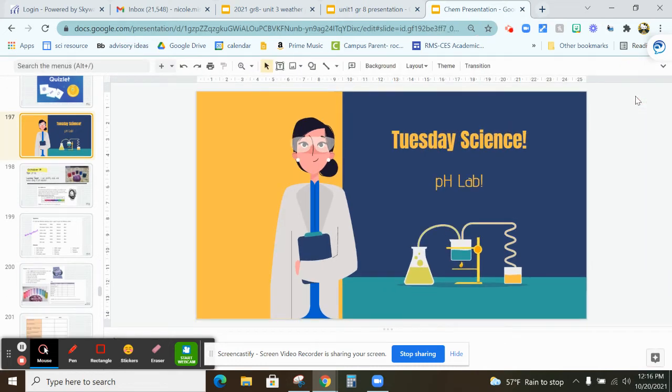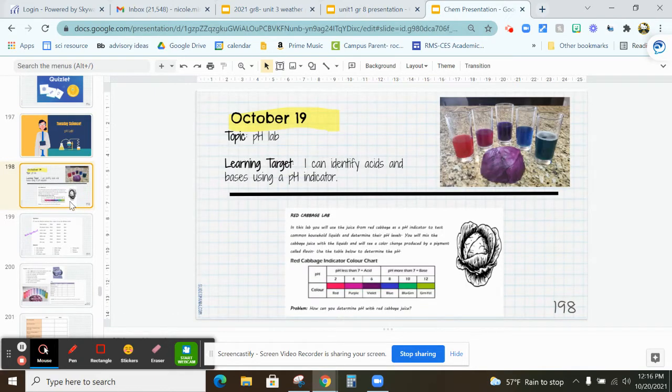This was our pH lab day, and this was on Tuesday, October the 19th. The students were testing different substances using this red cabbage juice. And I'll just go ahead and read this paragraph to you.